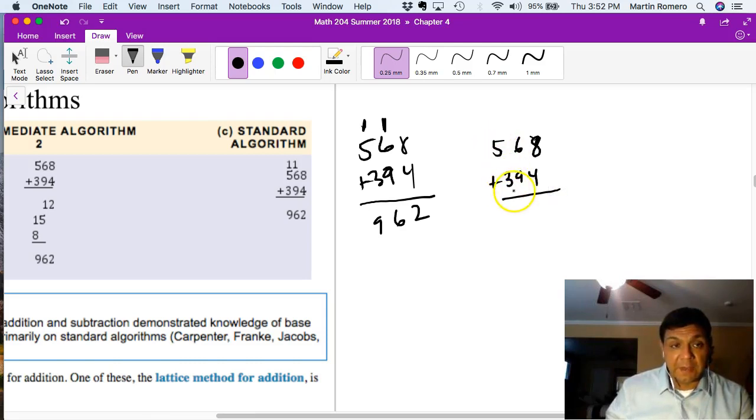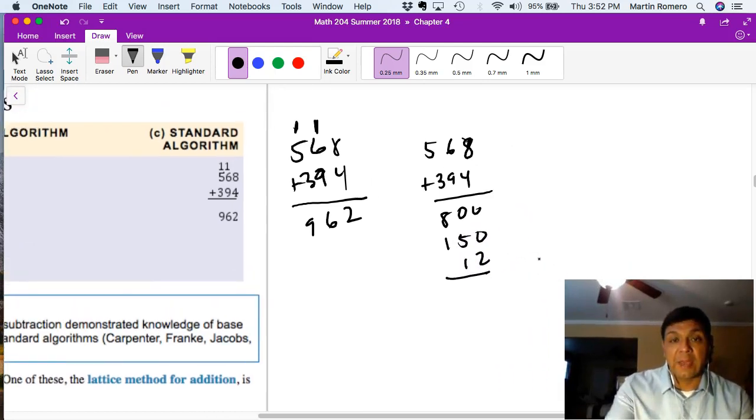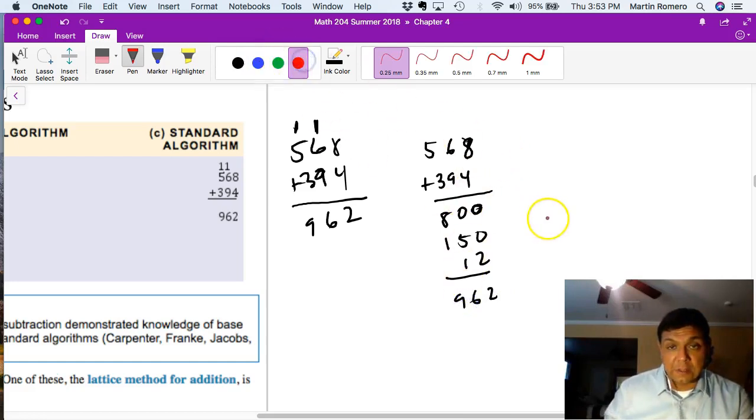I'm going to do 500 plus 300 is 800. And then I'm going to do 60 plus 90. That's 150. And then 8 plus 4 is 12. And so some people might add it that way without trying to do a standard algorithm. And this way is more than adequate to give you that same answer there, 962.